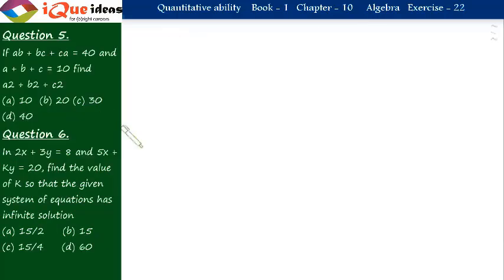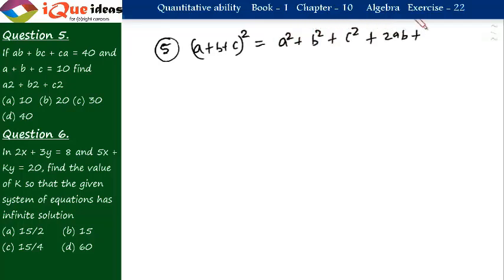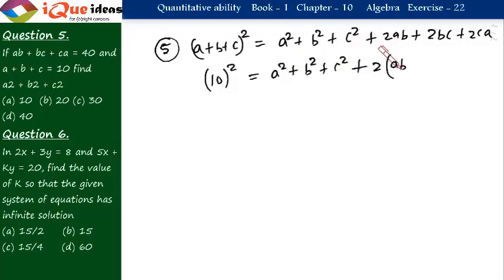Now question number 5 is purely based on an algebraic formula, which is a plus b plus c whole square. If you open this bracket, it will be a square plus b square plus c square plus 2ab plus 2bc plus 2ca. Now in this situation, we know a plus b plus c is 10. So put it here: 10 square is equal to a square plus b square plus c square plus 2 times ab plus bc plus ca.